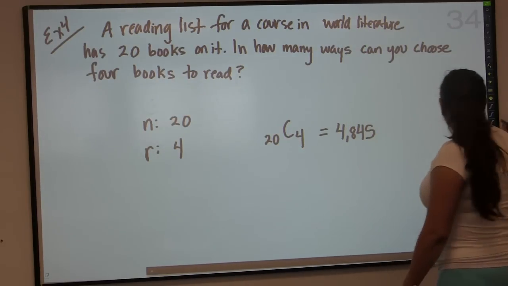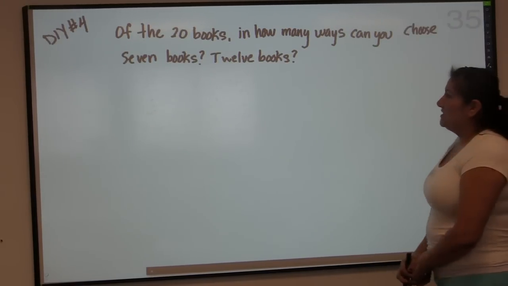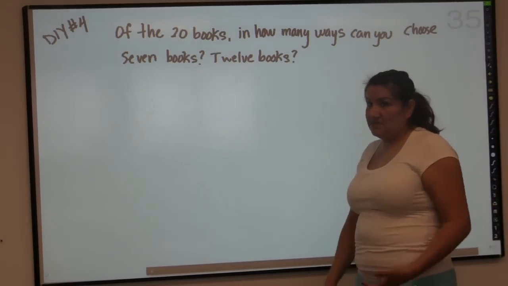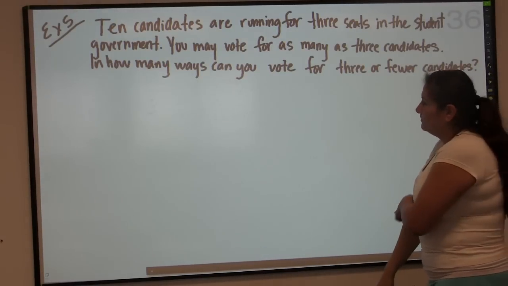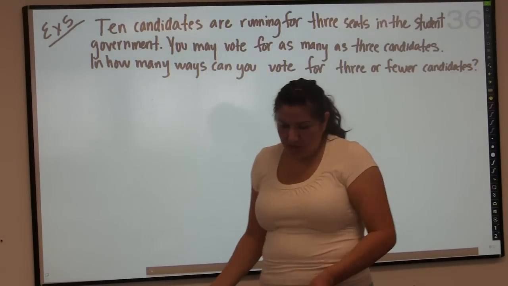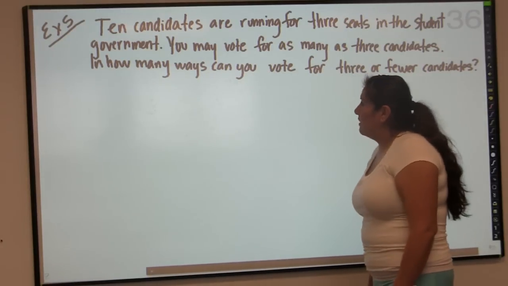So now you can attempt what would happen if you wanted to choose 7 books at a time or 12 books at a time instead of the 4 books at a time. So you can do that example. And then here's our last example of how you can get kind of crazy with combinations.